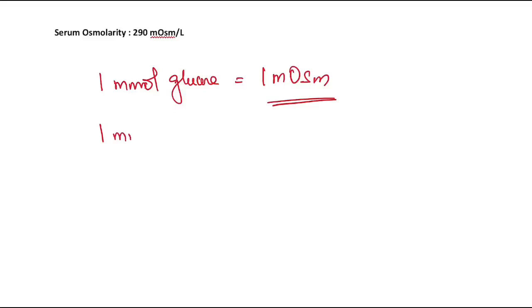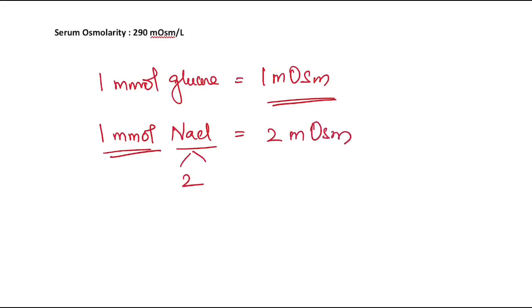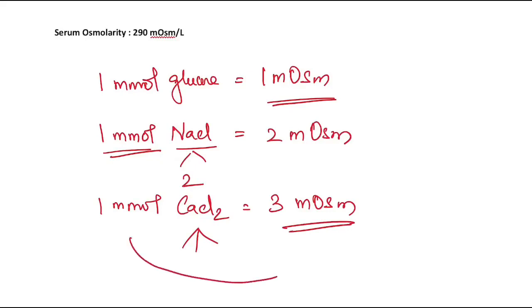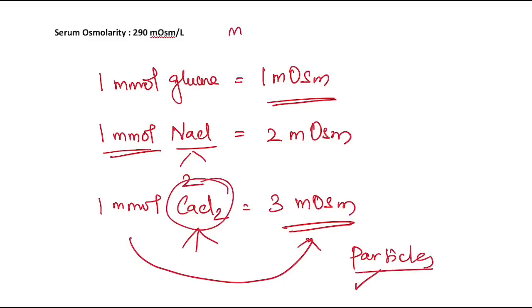If we give the same 1 millimole of sodium chloride as a concentration, it will have 1 into the number of particles it dissociates. Sodium chloride dissociates into 2 particles, so 1 into 2, it will have 2 milliosmole strength. Let's take 1 millimole of calcium chloride, then it dissociates into 3 particles, so 1 millimole into 3 will give rise to 3 milliosmole strength. So this is the conversion between millimoles and milliosmoles. Here we are interested in the number of particles, because to understand the osmotic strength of a given solution, we are interested in the number of particles rather than the molecule as a whole. Mole into number of particles gives the osmolar strength.